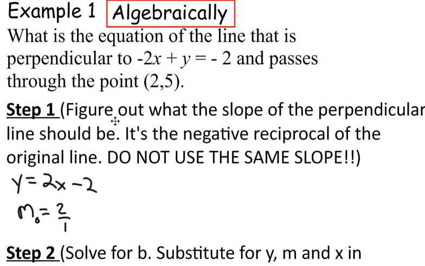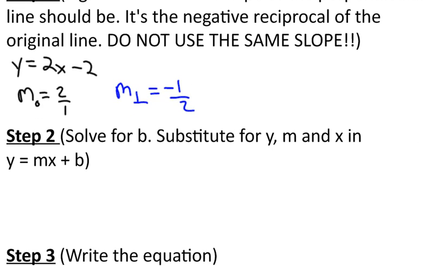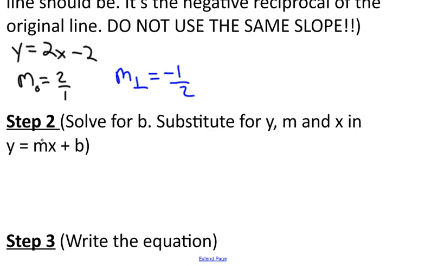So now we have to figure out what the slope of the perpendicular line should be. We talked about that already. The perpendicular line should have a slope that is the negative reciprocal of the original. So that would be -1/2. Whenever you do this for perpendicular lines, do not use the same slope as the original. You do that for parallel lines.